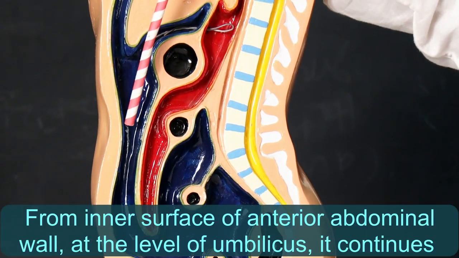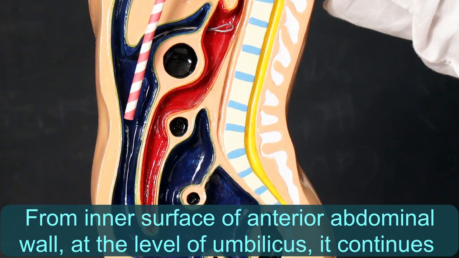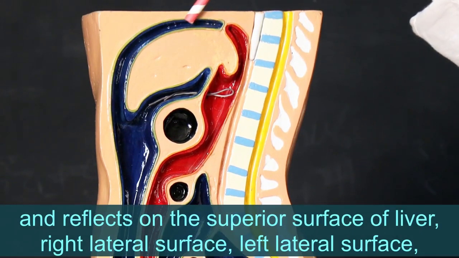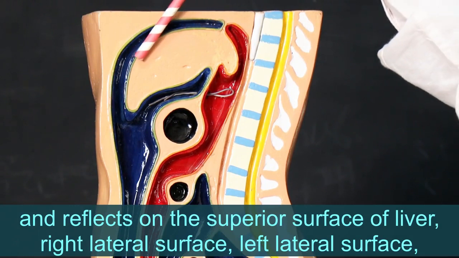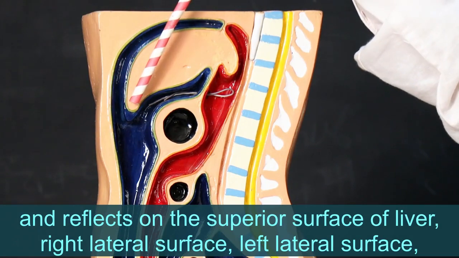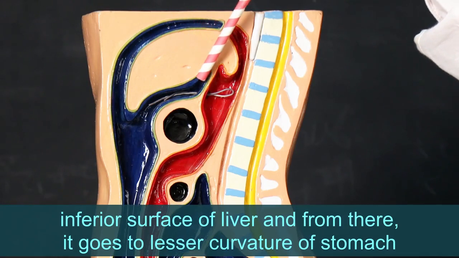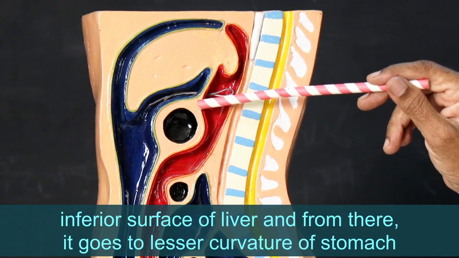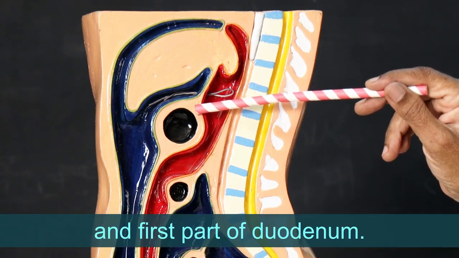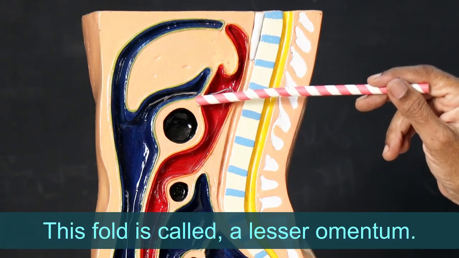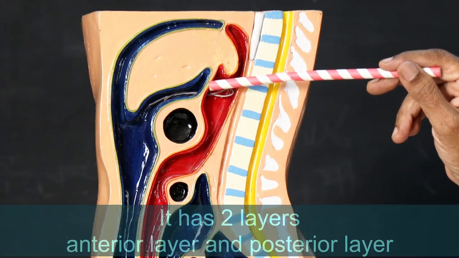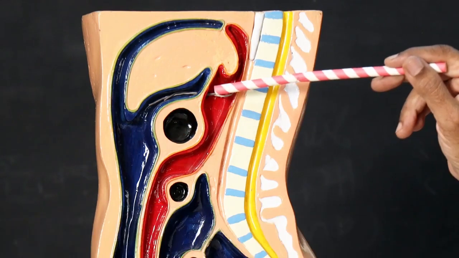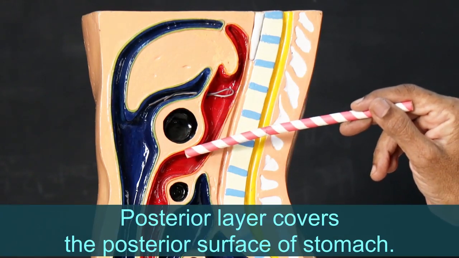From the inner surface of the anterior abdominal wall at the level of the umbilicus, it continues and reflects on the superior surface of the liver, the right lateral surface, left lateral surface, the inferior surface of the liver, and from there it goes to the lesser curvature of the stomach and the first part of the duodenum. This fold is called the lesser omentum. It has two layers, anterior layer and posterior layer.